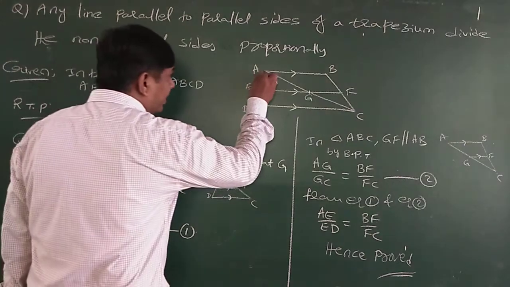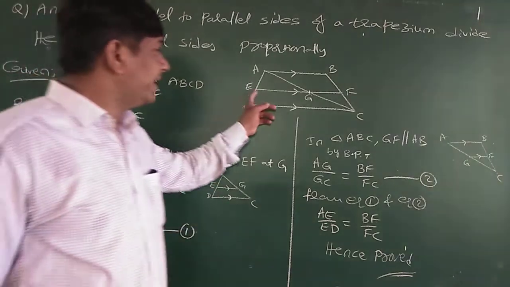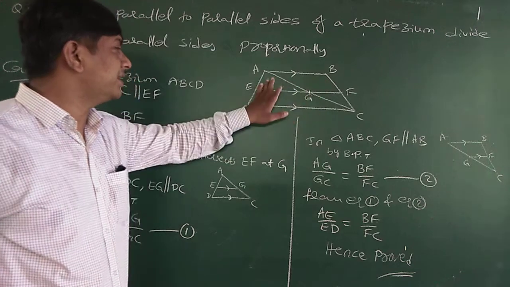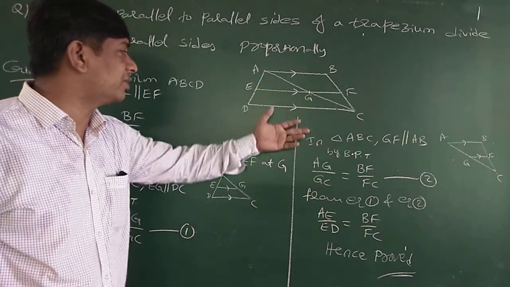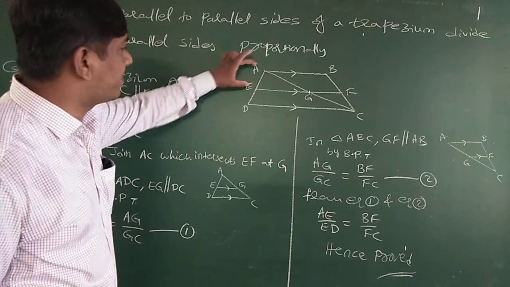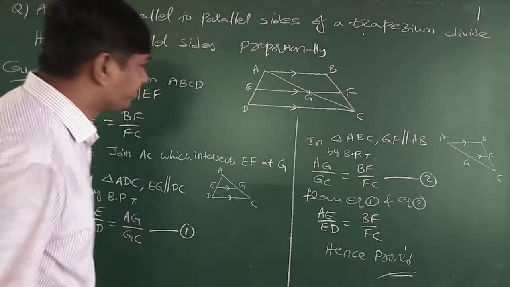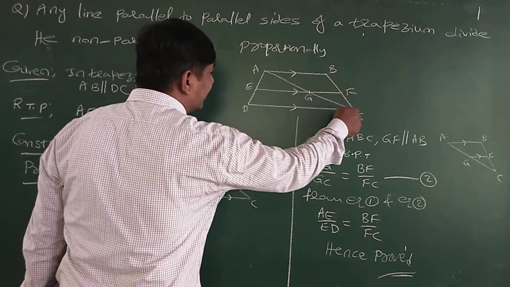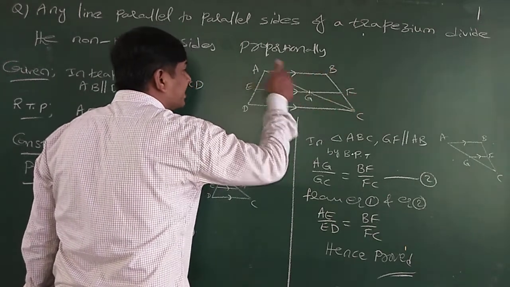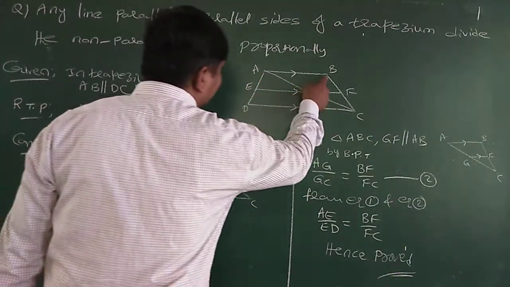Only one change I made, that is I took a diagonal. When I take the diagonal, it meets EF at G. Then this is one triangle and this is another triangle. In this triangle, EG is parallel to DC. A line drawn parallel to one side will divide the other two sides in the same ratio. By using that property, the BPT theorem, AE by ED is equal to AG by GC. In the second triangle, ABC, GF is parallel to AB. Actually, I have to take CF by FB is equal to CG by GA, but with one step of the corollary I took the reverse: AG by GC is equal to BF by FC.